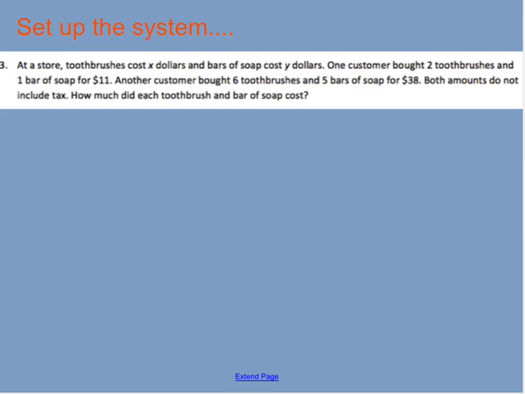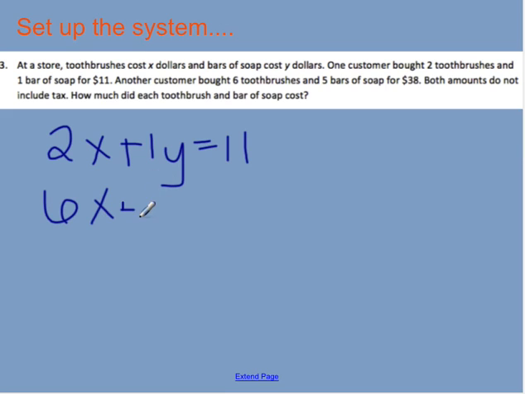So let's go ahead and set up that customer. 2 toothbrushes at price X and 1 bar of soap at price Y, and that was equal to $11. Another customer bought 6 toothbrushes at price X and 5 bars of soap at price Y, and that was equal to $38. So I notice on here that I don't have any opposite signs or same numbers. So I'm going to have to create same numbers and opposite signs.